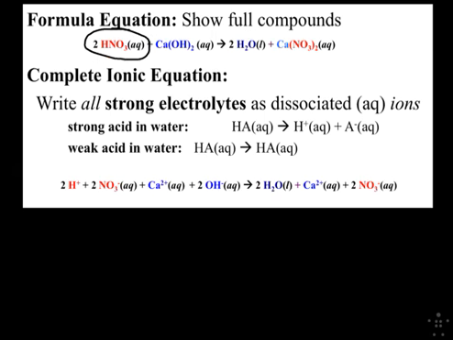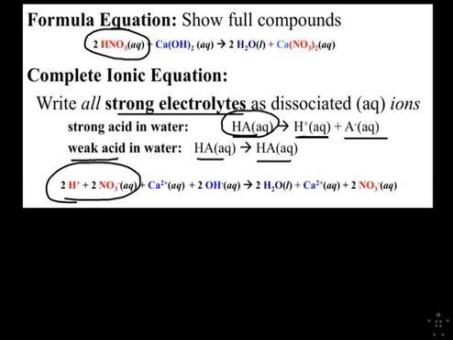We could write what we call the complete ionic equation, where all the strong electrolytes are going to be written as dissociated ions. So if we have a strong acid, it's going to dissociate to make H+, which is really H3O+, and A-, which is the anion that it leaves behind in water. If we have a weak acid, it's just going to stay intact when it dissolves in water. So for example, HNO3 is a strong acid. Calcium hydroxide is also a strong base, and so we're going to show them in the complete ionic equation as dissociated into their ions in solution, because that's sort of what they actually look like in solution.